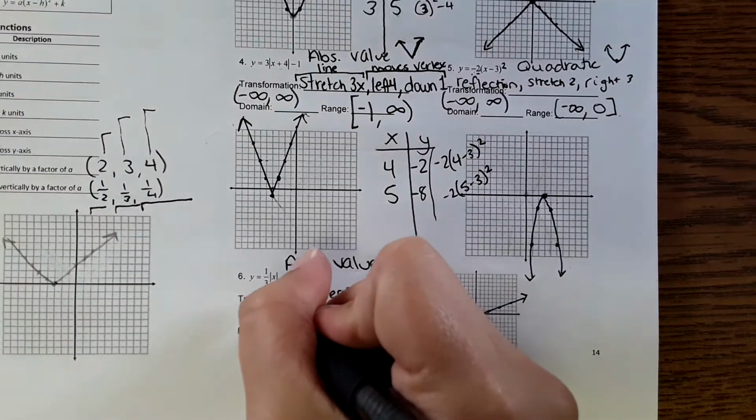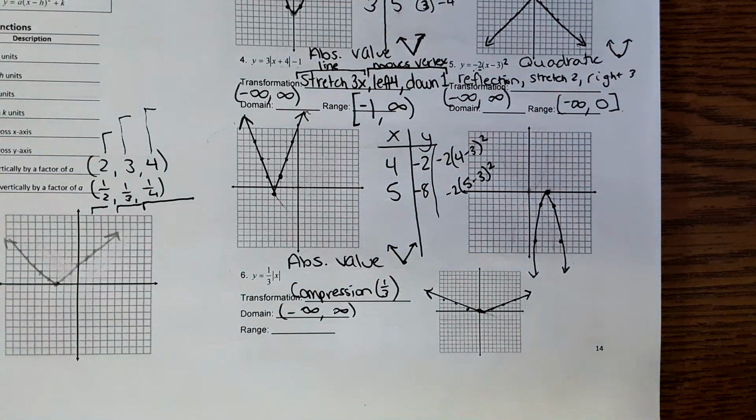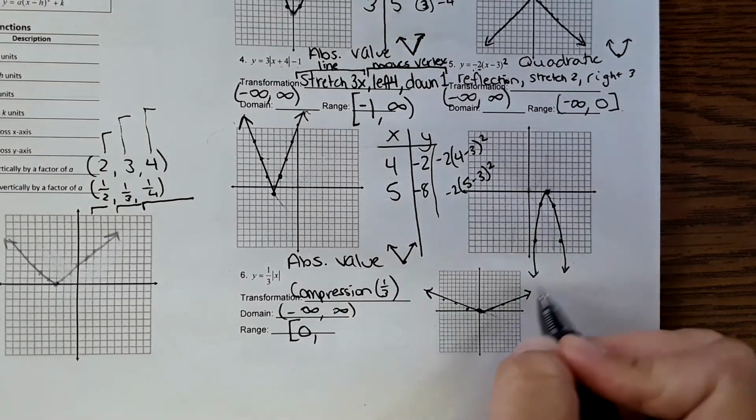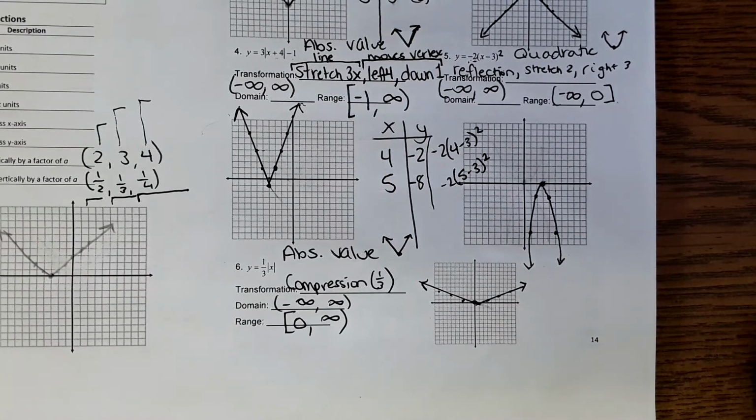And domain, negative infinity to infinity. Range, our lowest y would be 0, and it would continue going up, so infinity. And we're done.